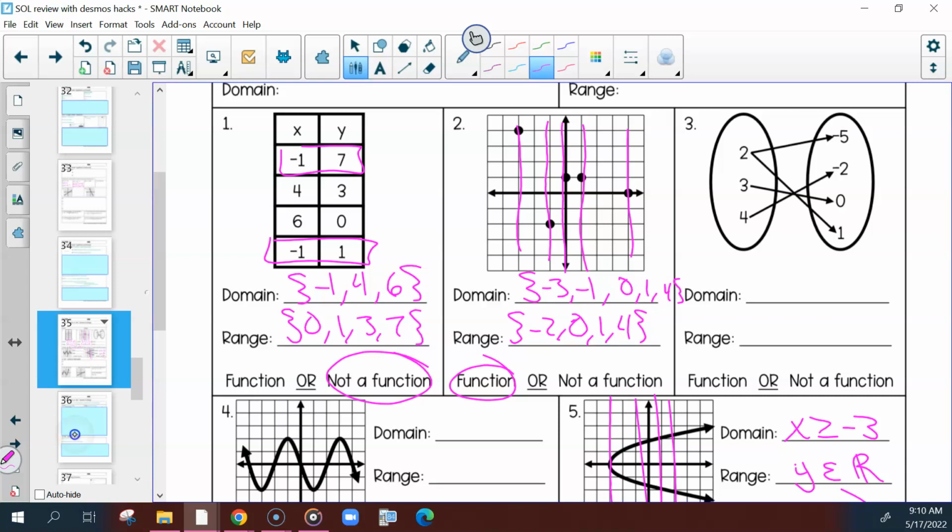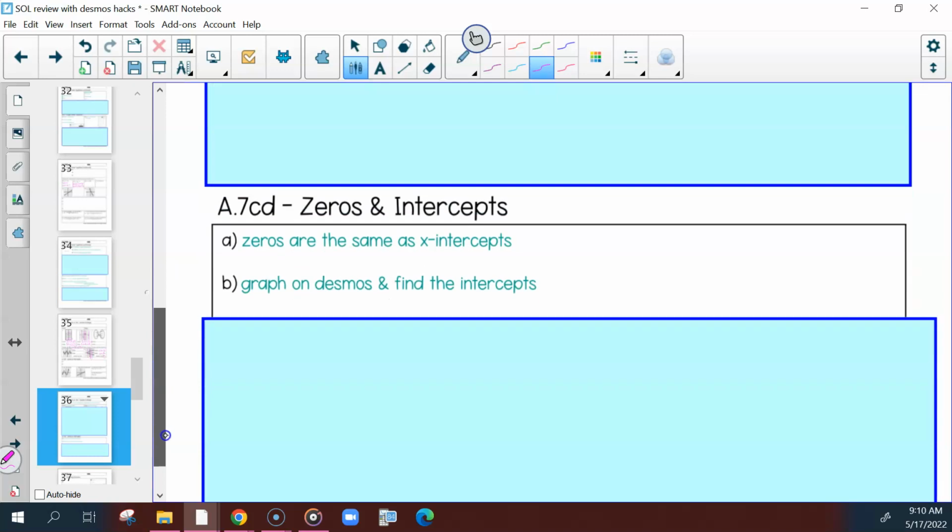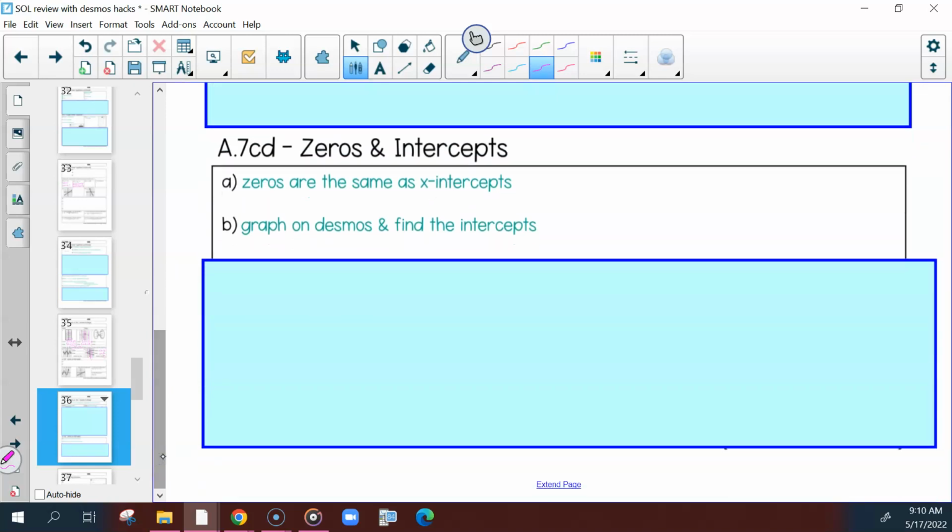You can go back to that same page so you can write this down. For zeros and intercepts, zeros are the same as x-intercepts. Remember, zeros, solutions, x-intercepts, roots, those are all interchangeable. For these, graph on Desmos and find the intercepts. Now, if it says find the zeros, it's just looking for x-intercepts. But if it says find the intercepts, it's looking for x and y intercepts.